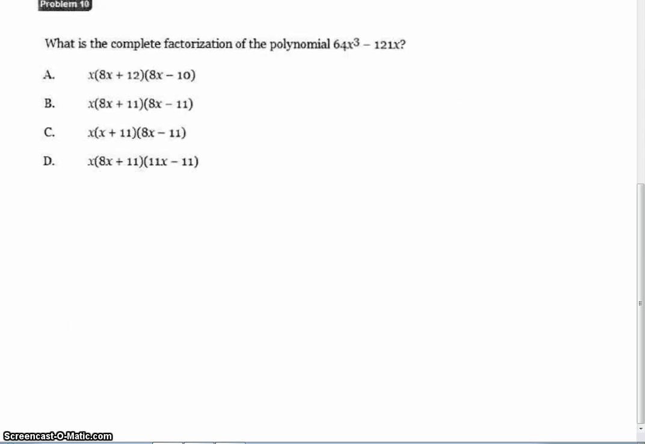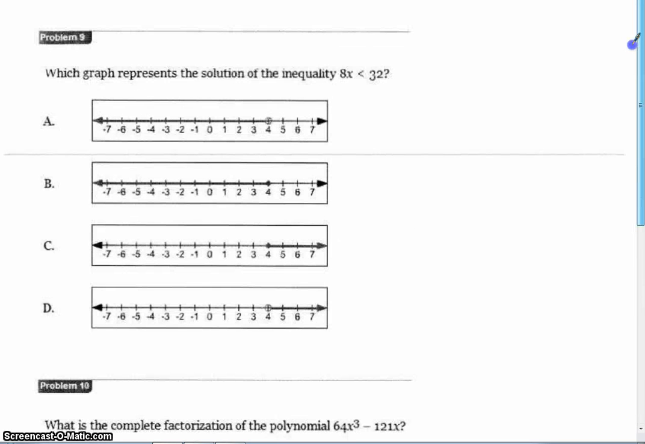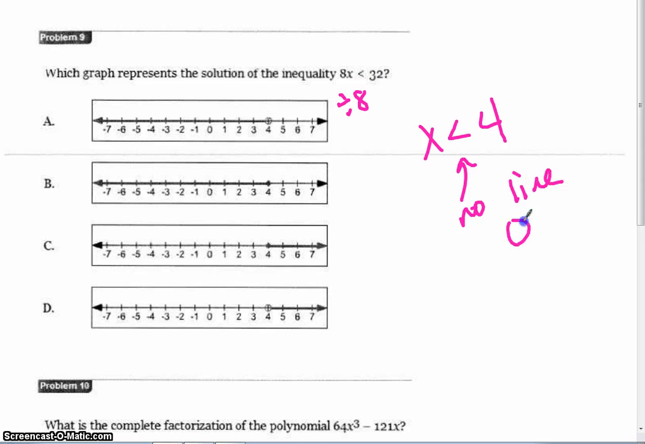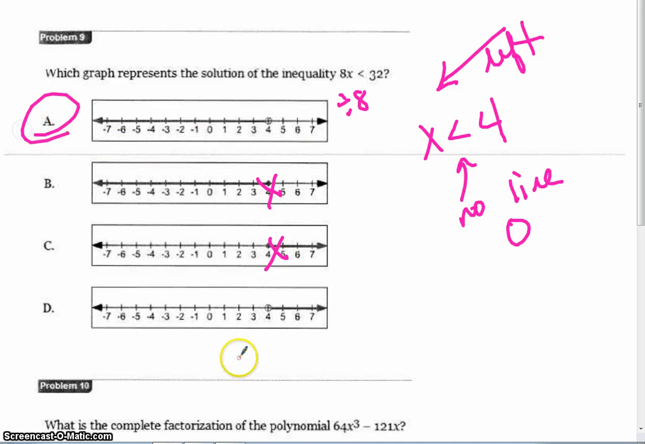Last page, number 9. Which graph represents the solution of the inequality 8x is less than 32? You've got to divide both sides by 8, so x is less than 4. There is no line under the sign. That means it's an open circle, so it cannot be this, it cannot be this. Less than. If x is at the beginning, you shade the way it points. That is going to point to the left, right? So we have to shade to the left, so your answer is A.